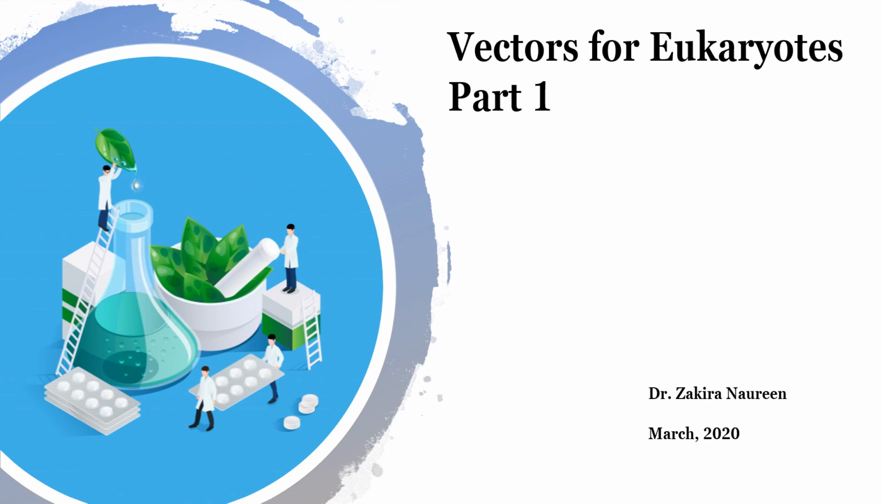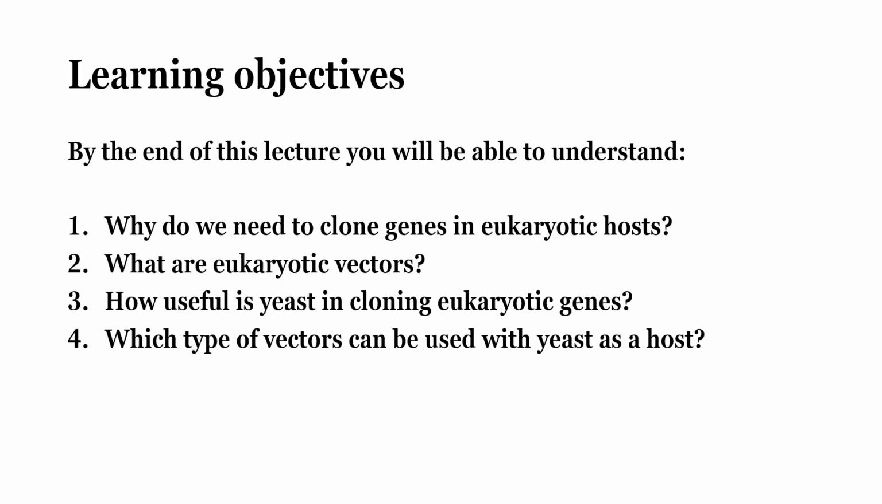In the first part we're going to learn why we need to clone genes in eukaryotic hosts. This would be our first learning objective. Then, what are eukaryotic vectors? And then, how useful is yeast in cloning eukaryotic genes? And which types of vectors can be used with yeast as a host?